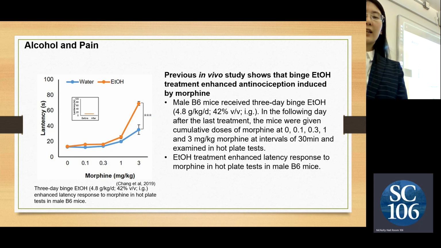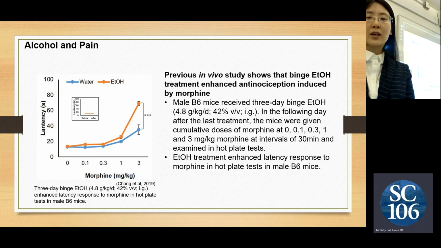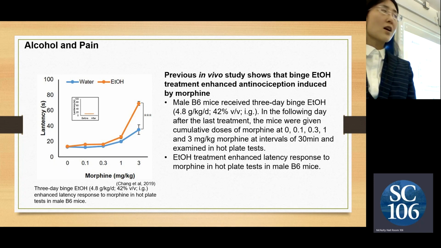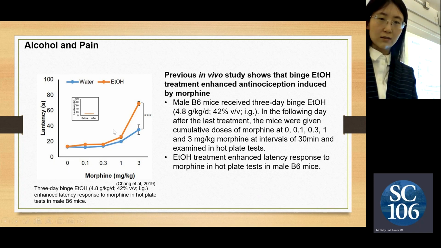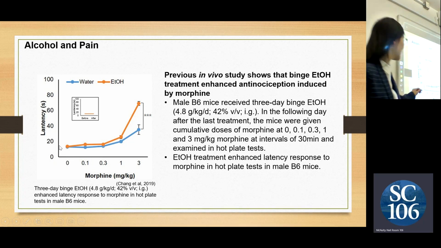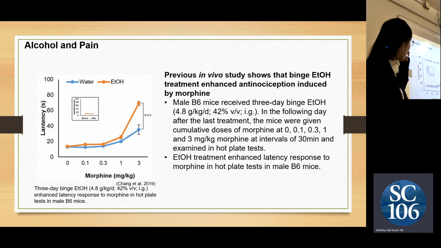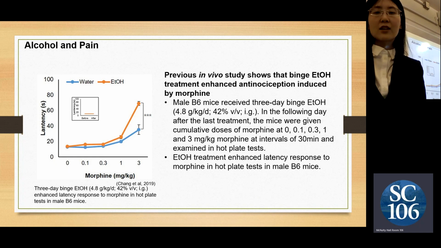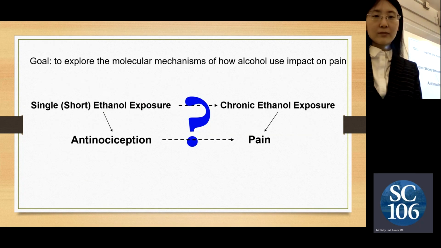We have a previous in vivo study using B6 mice that were tested using a hot plate analgesia test. The mice were given 3-day binge ethanol treatment, and they were tested in a hot plate test after being given a cumulative dose of morphine. As you can see here, the latency in the hot plate test and the GCA test was shifted to the left. That means the ethanol enhanced the analgesia.